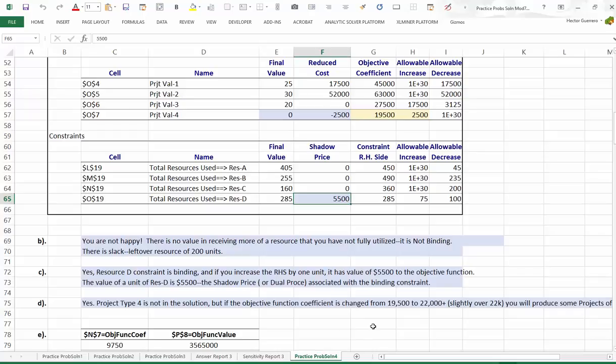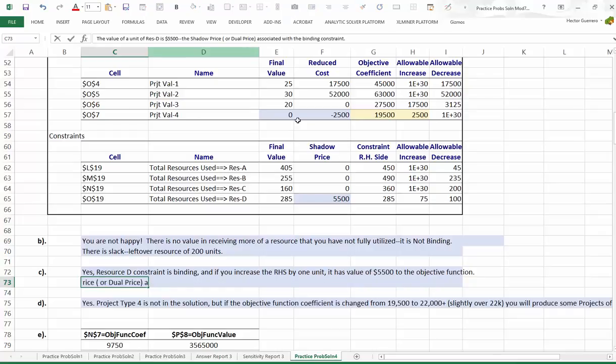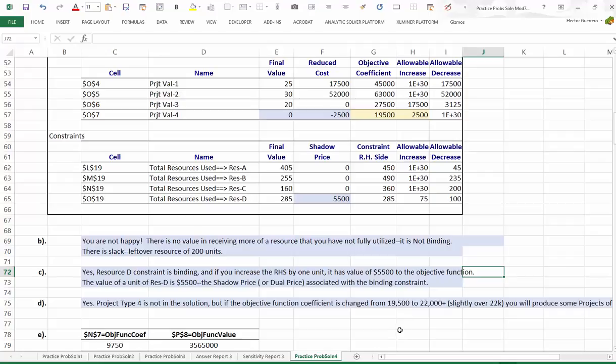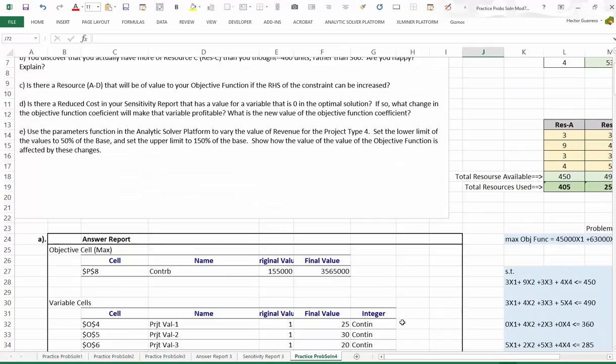So only when you have binding constraints do you have value if you add a unit to the right-hand side of the constraint. Dual price. Now let's look at question D. Is there a reduced cost in the sensitivity report that has a value for a variable that is 0? In other words, do we have a variable that suggests that we did not select any of that project?